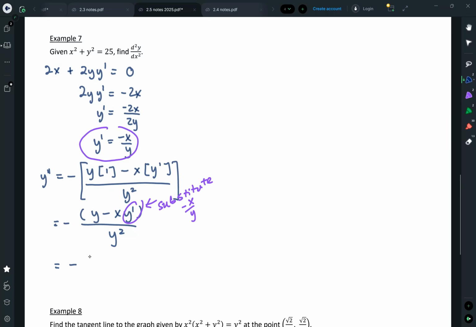So equals negative of y minus x times negative x over y, all over y squared. You really need parentheses around the top, but it's not incorrect. I'm over the whole thing. So this gives me a negative of y plus x squared over y, all over y squared. All right, and then baby denominator again, right?